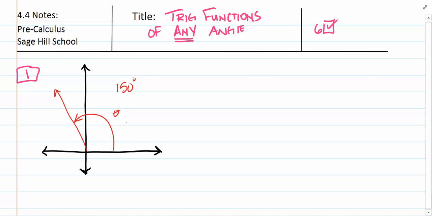Pretty good. Okay. So what would this leftover angle be down here? If that angle theta is 150 degrees, what would that leftover angle be? This would be 30 degrees, right? Okay, so here's what we're going to do.